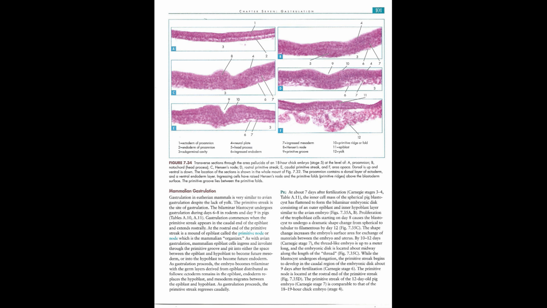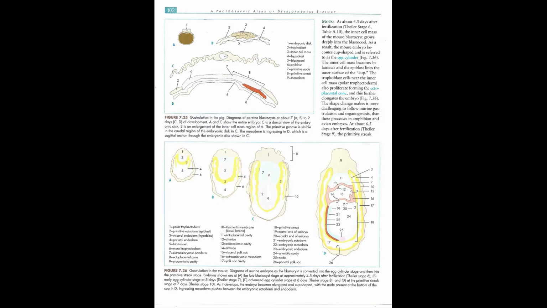While the blastocyst undergoes elongation, the primitive streak begins to develop in the caudal region of the embryonic disc about 9 days after fertilization, Carnegie stage 6. The primitive node is located at the rostral end of the primitive streak, Fig 7.35d. The primitive streak of the 12-day-old pig embryo, Carnegie stage 7, is comparable to that of the 18 to 19-hour chick embryo, stage 4. Mouse at about 4.5 days after fertilization, Theiler stage 6, table A10.